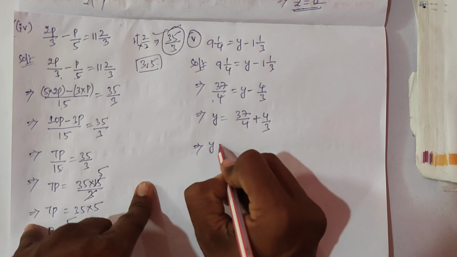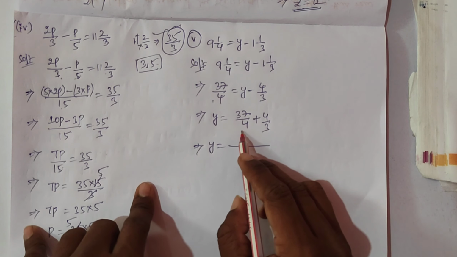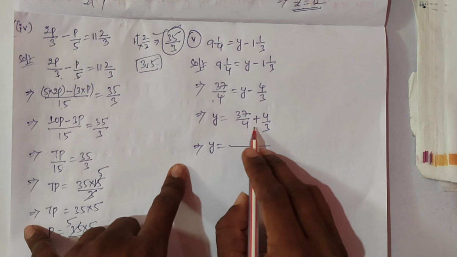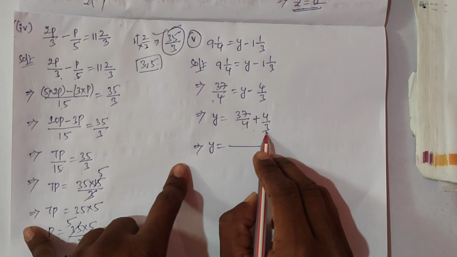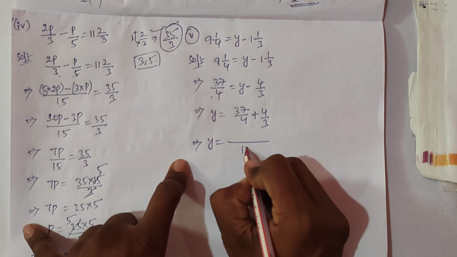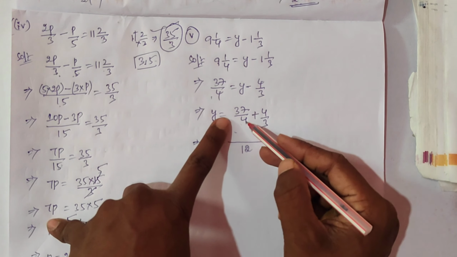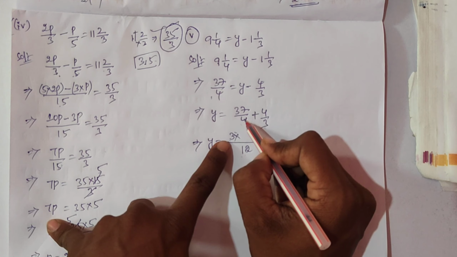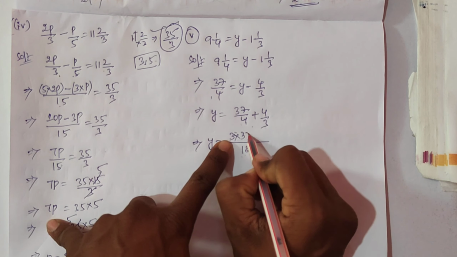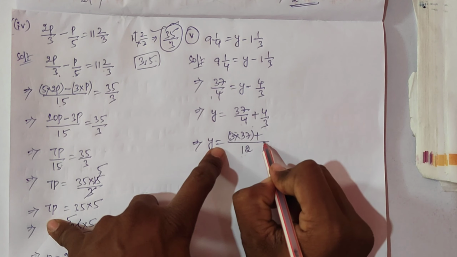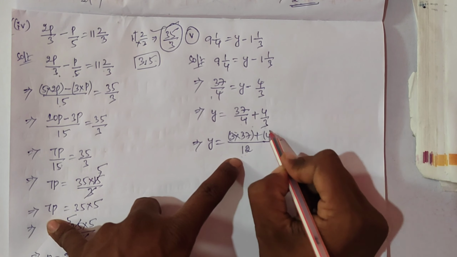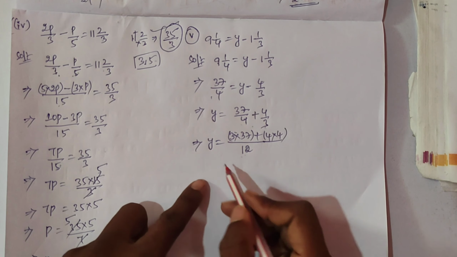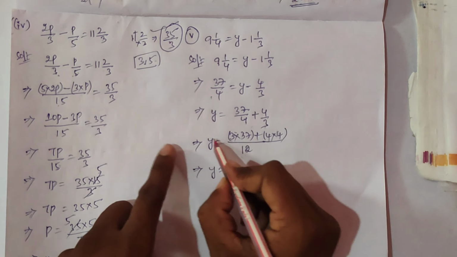This implies y is equal to, now consider the LCM of the denominators. 4 comma 3, these are prime and composite numbers, we can multiply directly. 4 comma 3 is nothing but 4 into 3. How much is the LCM? 12 is the LCM of the denominators here. Now in 4 table 12, how many times? 4 3s are 12. And what is the numerator of 4 here? 37. Nothing but 3 into 37 plus. In 3 table 12, how many times? 4 times, 3 4s are 12, into the numerator of 3 here, 4. Clear?